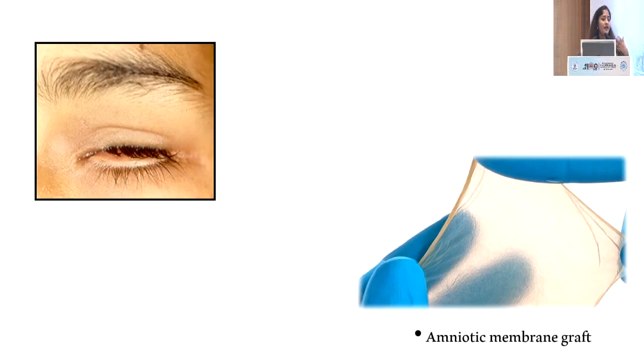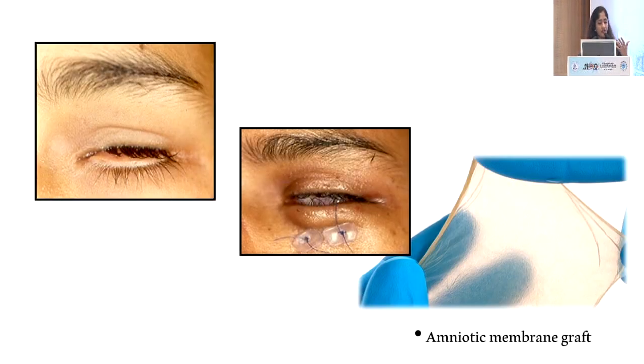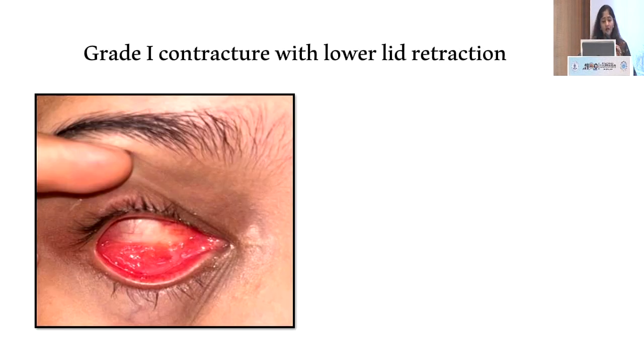Now, in another case where you just have a grade 1 or grade 2 contracture, you can actually just incise in that area, put a nice AMT, and take superior fornix forming sutures or inferior fornix forming sutures as well. Now, here is a case where you can see that there is a little bit of conjunctival hypertrophy and shelving of the inferior fornix.